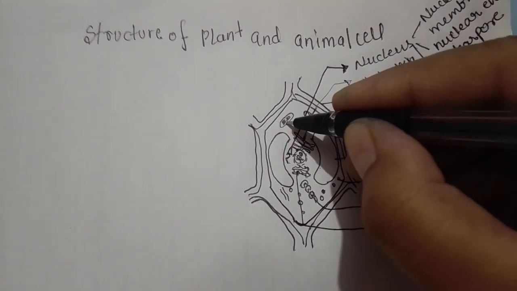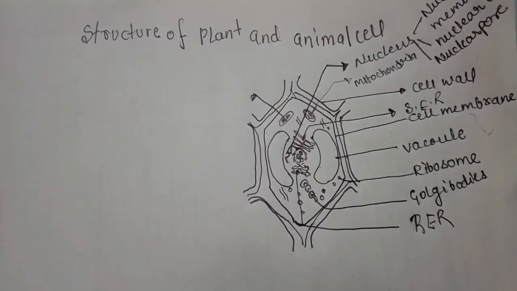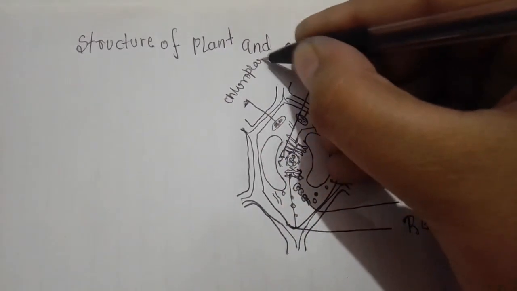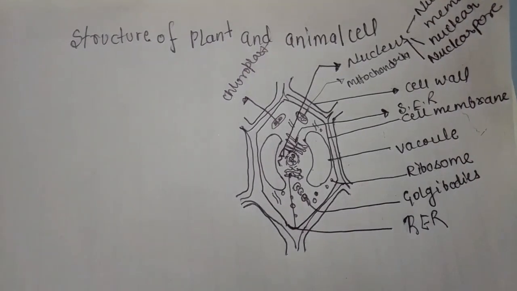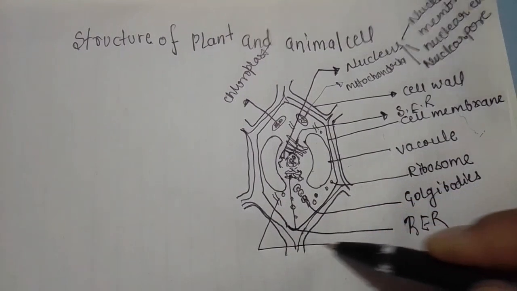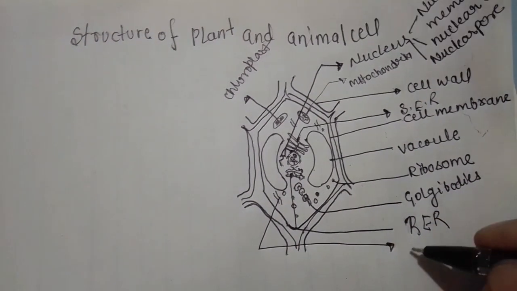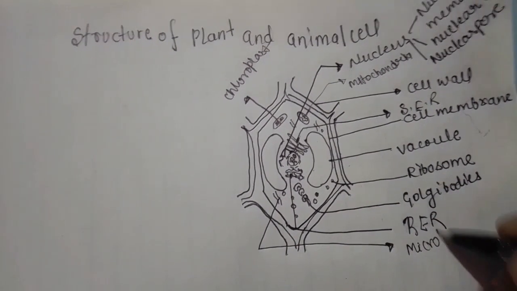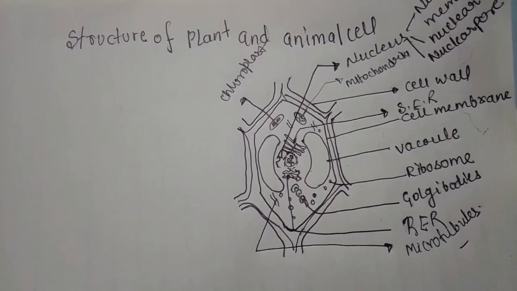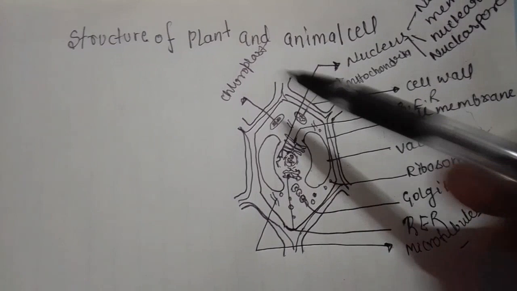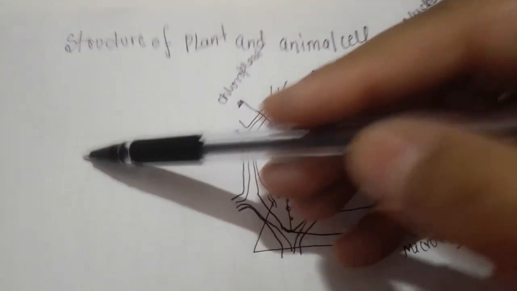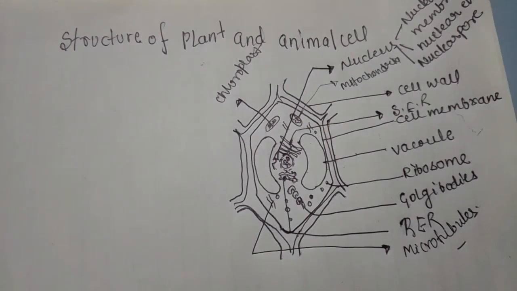Then we have this chloroplast. So here I am writing chloroplast. Clear? And the microtubules, this one is microtubules. So this is all about the plant cell, and next we are going to draw the animal cell.